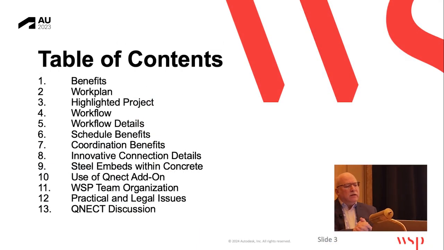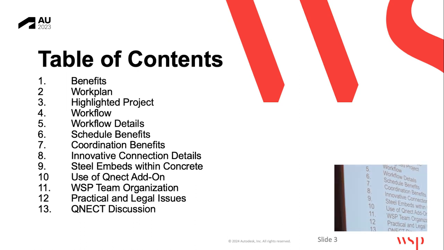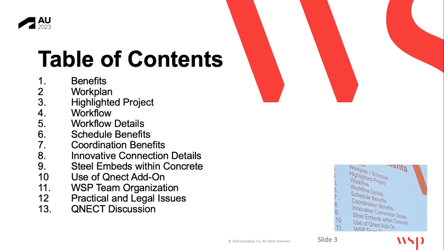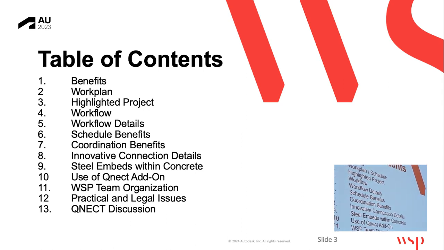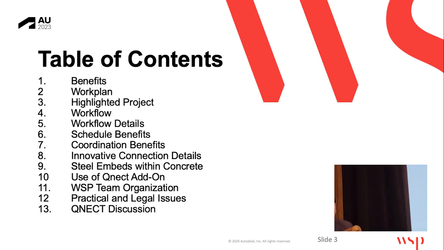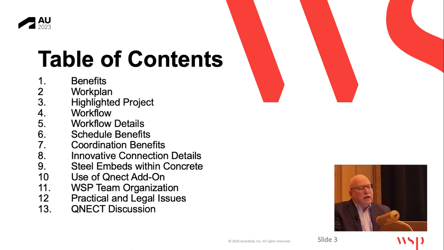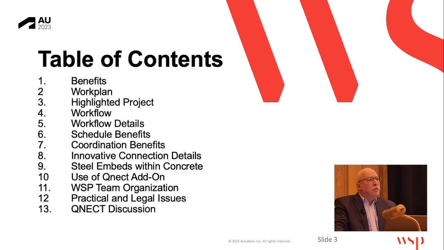We're going to talk about the general big picture, the benefits of this process. Then we're going to get specific. What's the work plan like? What are the schedule implications, the design schedule implications? And we're going to go to a highlighted project, a project that was recently completed in New York City, a 1,000-foot tall, almost 3 million square foot building.